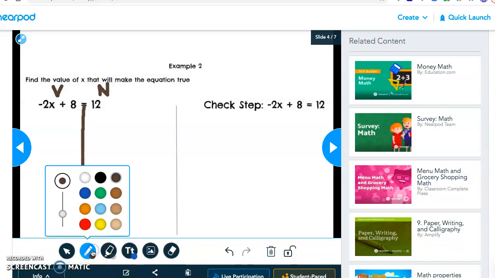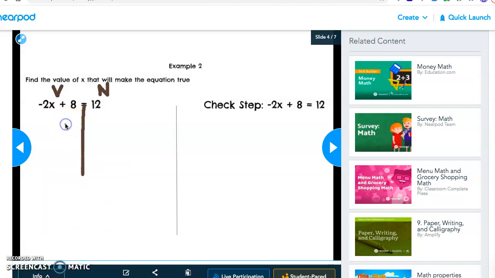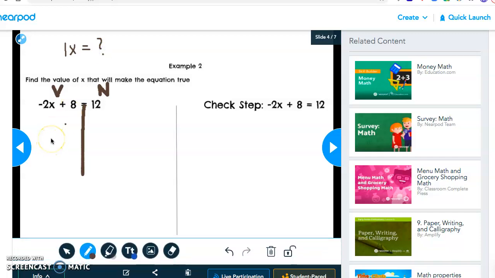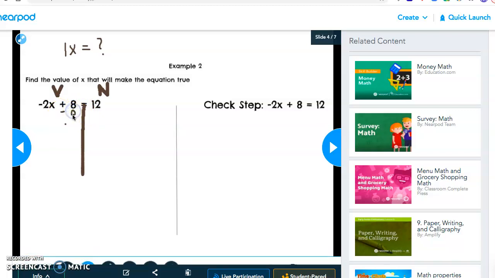Okay, now I need to, remember, we need to just make it 1x equals something. So how do we do that? Well, first I gotta get rid of this plus 8. We gotta make this a 0. So this time we minus 8 on both sides.